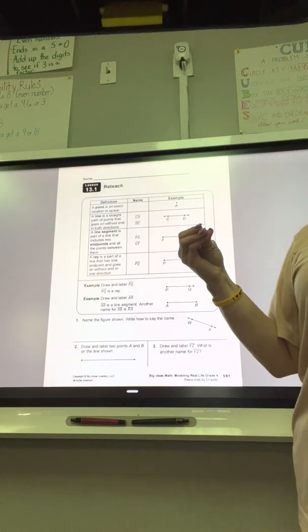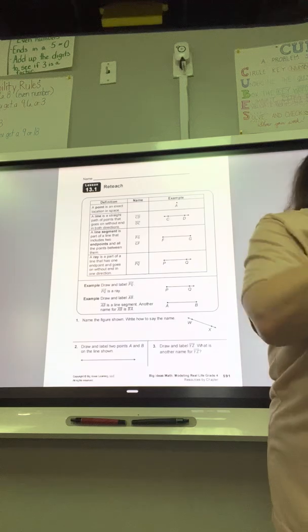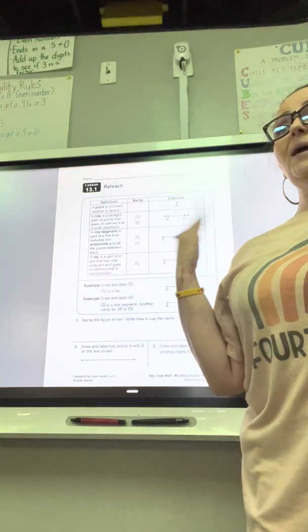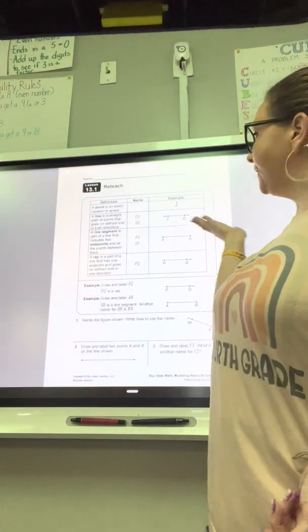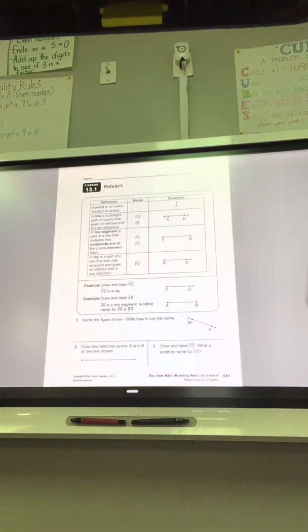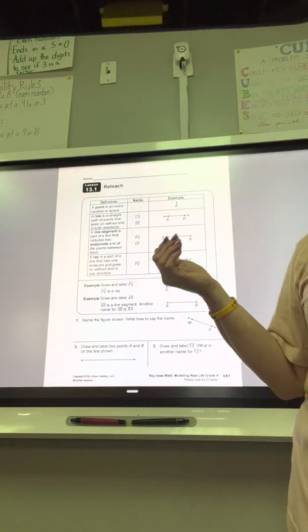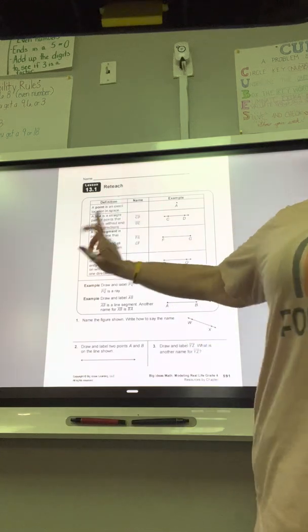We name a line with two letters. So you pick 2 points on the line, and then we name it with 2 letters. Which 2 letters it's named by doesn't really matter. It's usually whatever the book has in there. Like, for example, this one has C and D. But if you were drawing a line and you wanted to label it, you could pick whatever 2 letters you want.